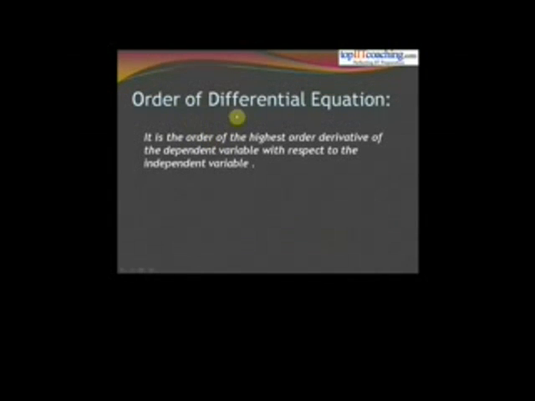The next is order of differential equation. Now order of differential equation is the highest order derivative of the dependent variable with respect to the independent variable. So if I say that d square y by dx square plus y equal to 0, now this is second order, because the highest order derivative here is this one, and so we can say that this entire equation has an order of 2.